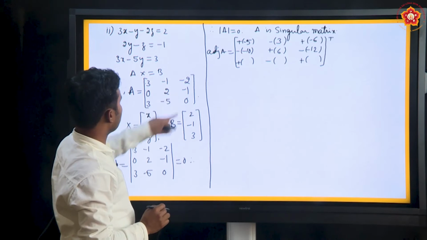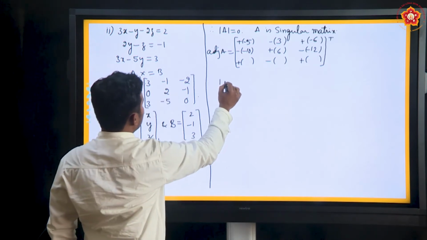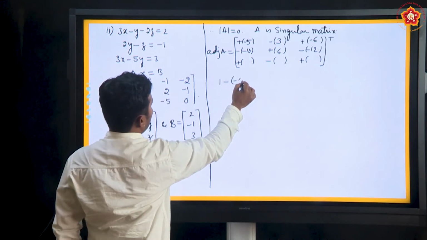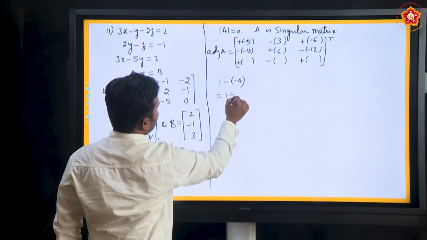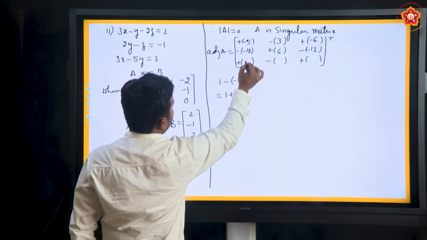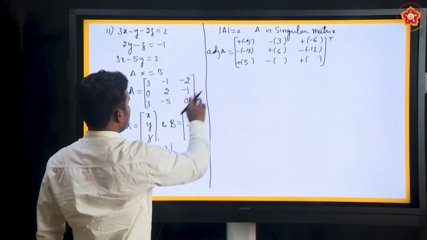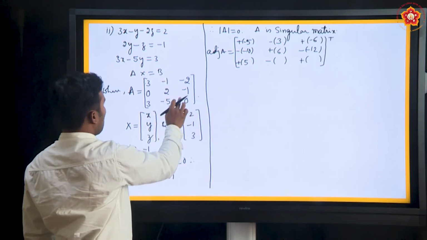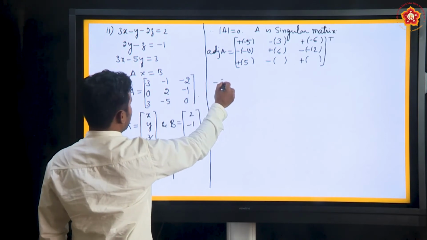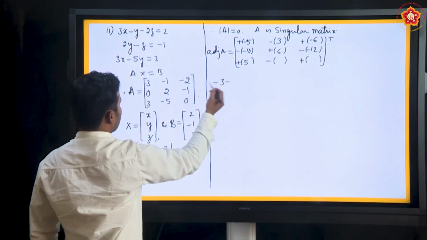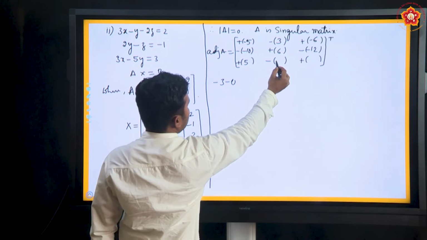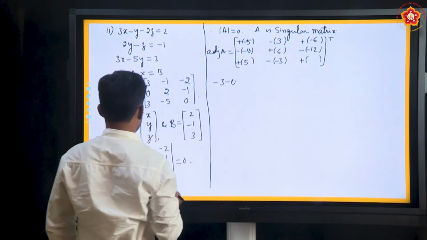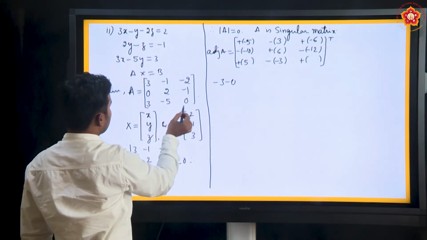Minus 1 into minus 1 is 1, 1 minus of minus 4, so which is 1 plus 4. So here is 5. Next here what you can do is delete this column and this row, and 3 into minus 1 is minus 3, minus of minus 2 into 0 is 0, which is minus 3. Okay. So next this one, delete the third row and third column.